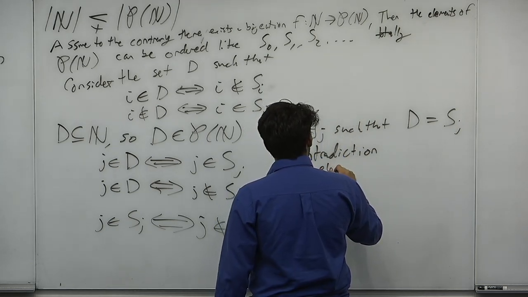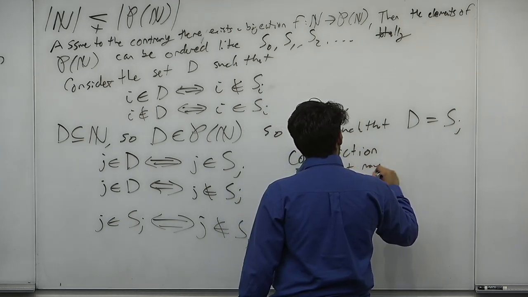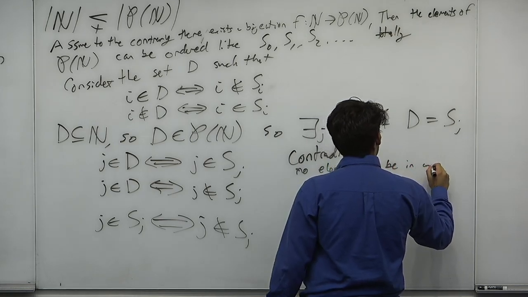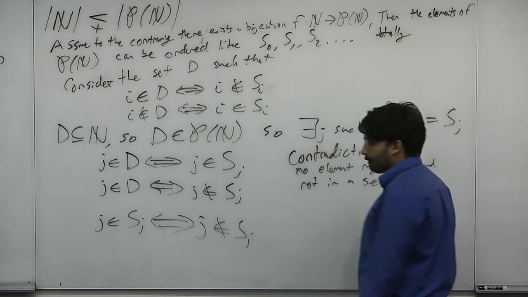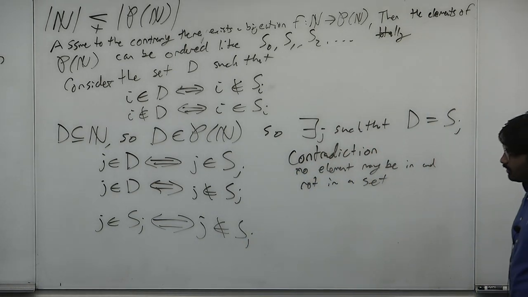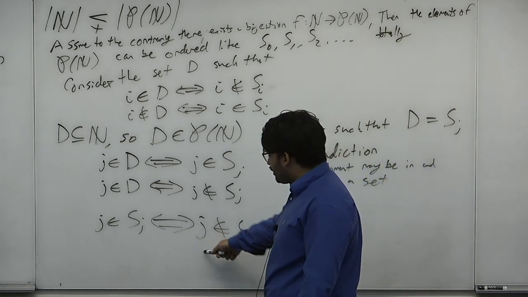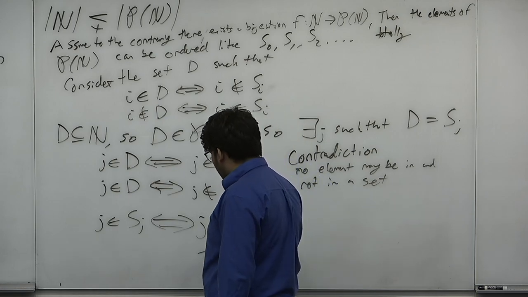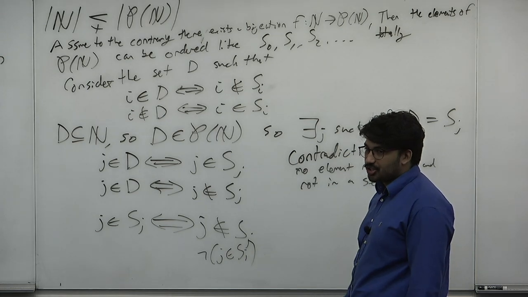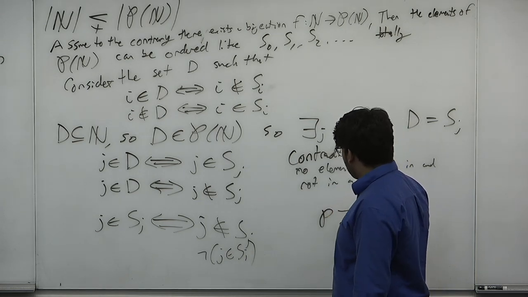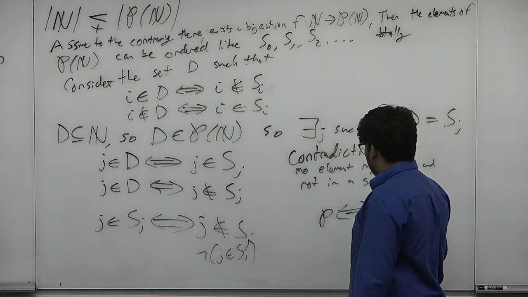No element may be in and not in a set. Another way to look at this last statement is that J is not an element of SJ means not J in J, SJ. So we have some proposition if and only if the negation of that proposition, right? Impossible.